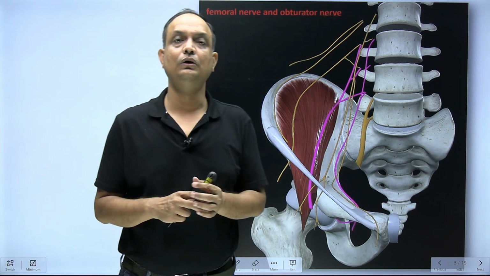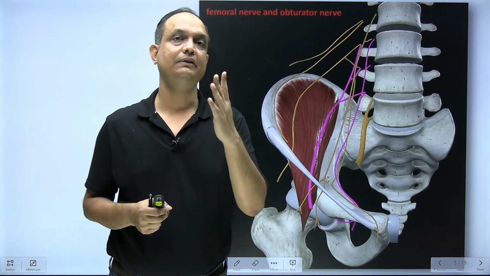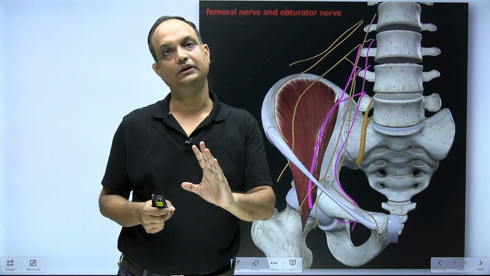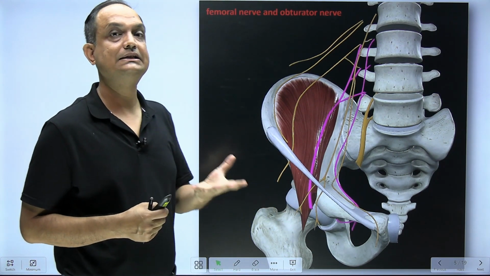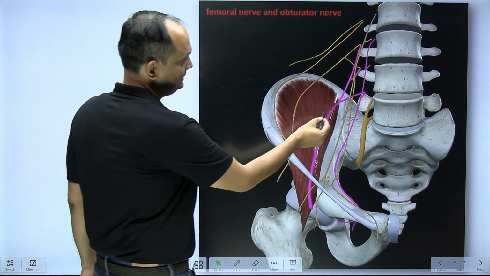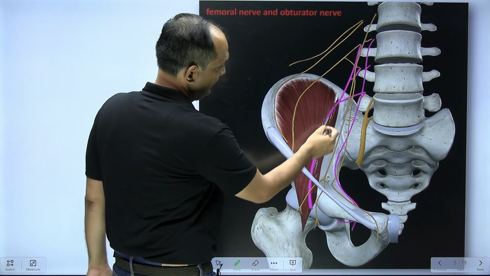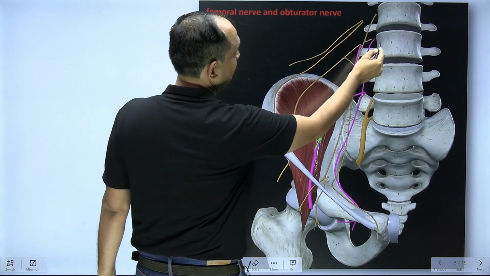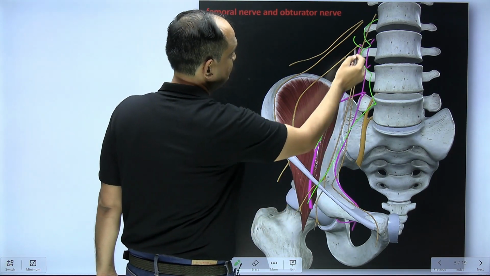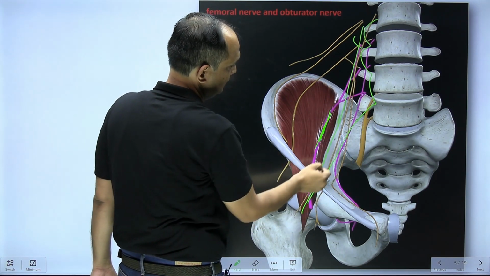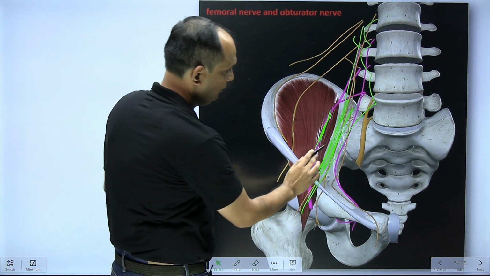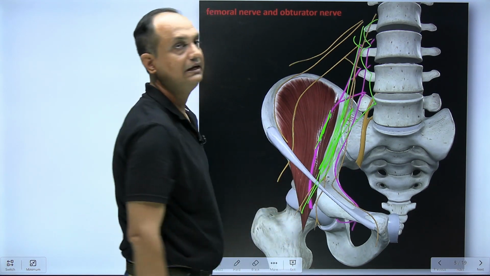Now, I told you that there are two nerves which have the common root value L2, L3, L4. One is femoral, second is obturator. Now, when you see the exit from the psoas major, you will realize that this is your femoral nerve. And if you draw the psoas major here, the femoral nerve remains lateral on the psoas major, and the obturator nerve remains on the medial side of the psoas major.